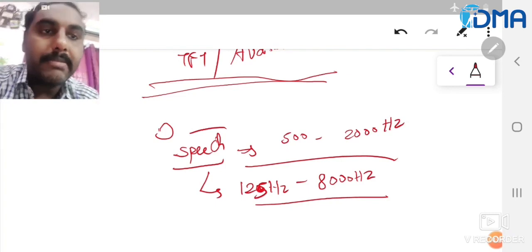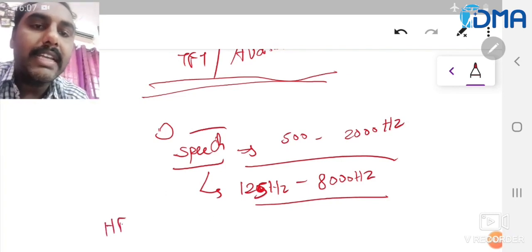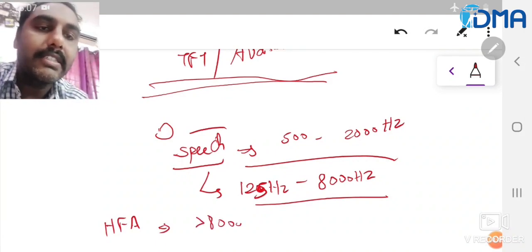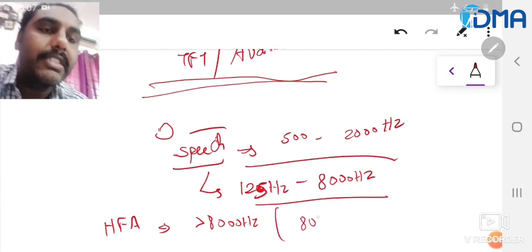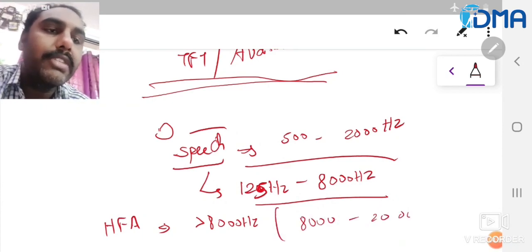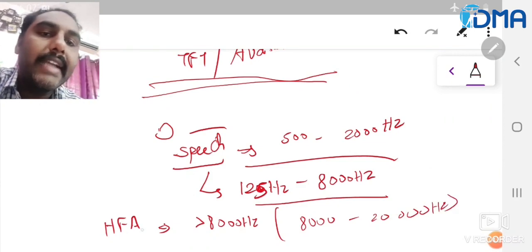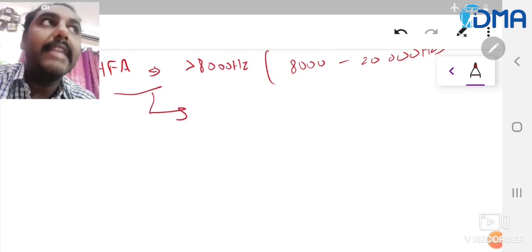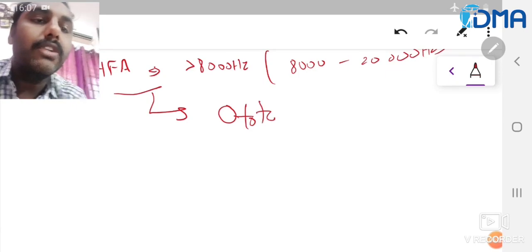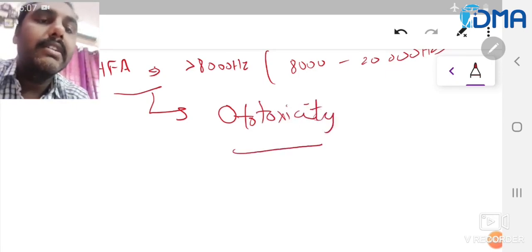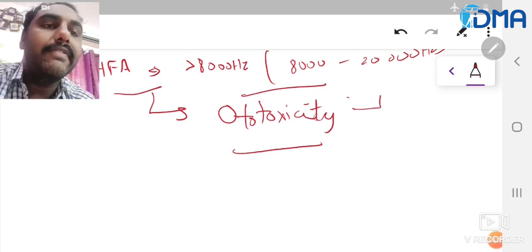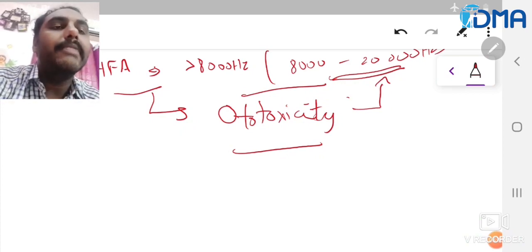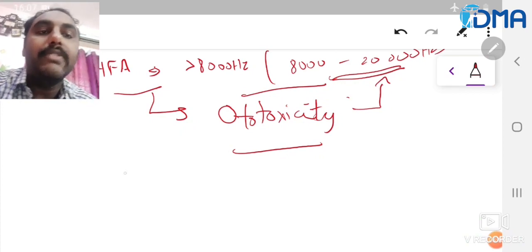Okay, and another important MCQ for your AIIMS: there is another audiometry called high frequency audiometry, which detects sounds of more than 8000 Hertz, that is from 8000 Hertz to 20,000 Hertz. And this high frequency audiometry is being done for which condition? Again an important MCQ, it is done for ototoxicity, that is a drug causing hearing loss. In ototoxicity, the first thing will be a high frequency hearing loss, which is not detected by a routine audiometry. So in this case we use a high frequency audiometry.